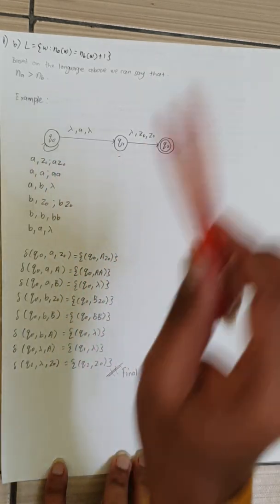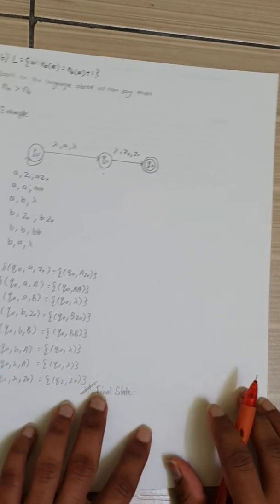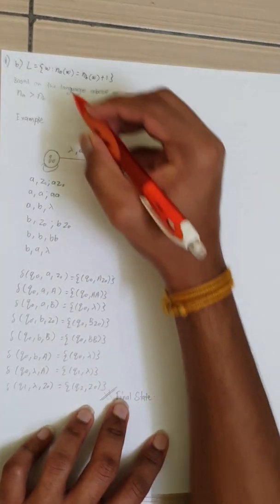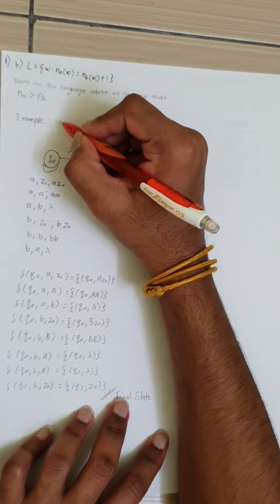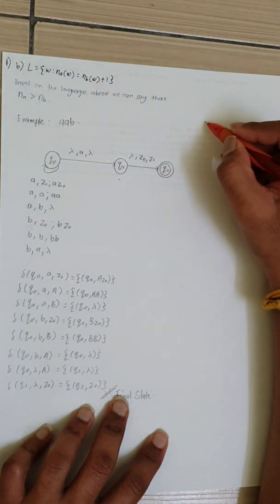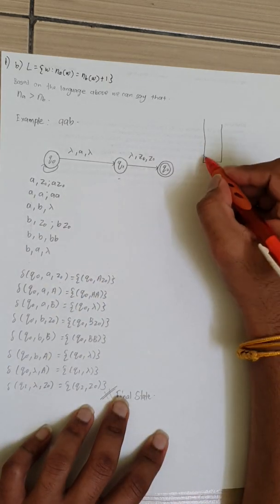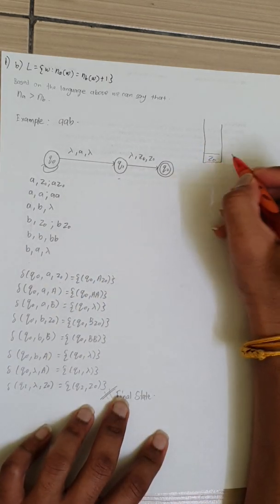Okay, for example, I'm going to give a string now. Let's say we have a string AB. So we have a stack. It has an initial value z0.